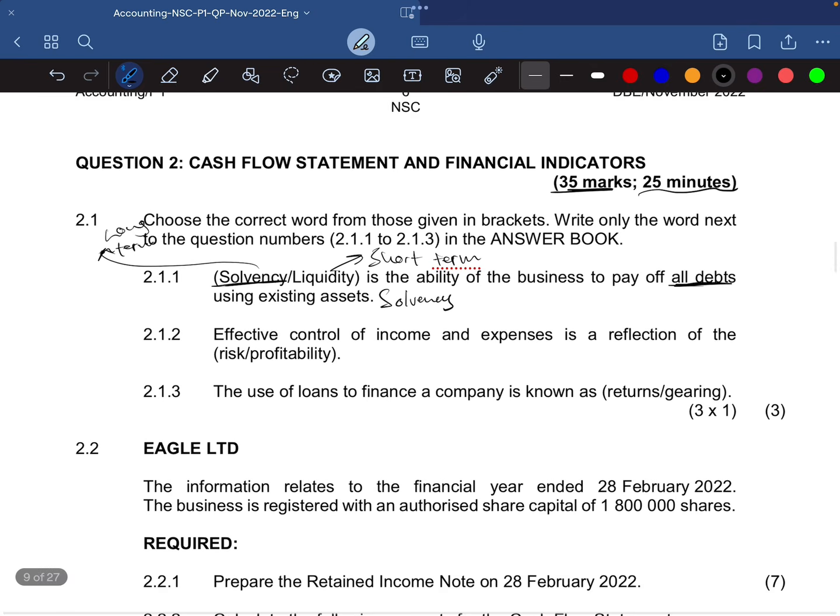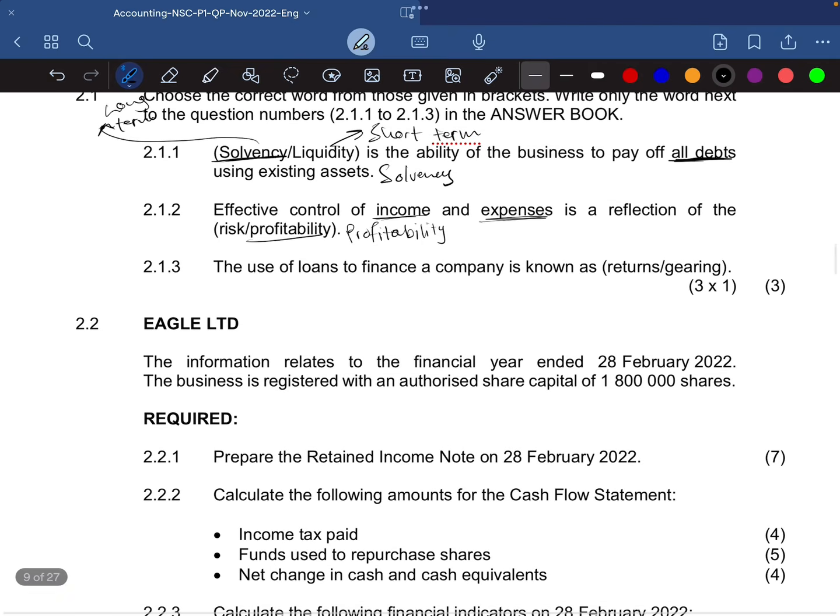2.1.2, it says effective control of income and expenses is a reflection of the risk or the profitability. Remember that we are talking about income and expenses. So income and expenses will definitely show the profitability of the business. So this is profitability. Right. Now, the next one says the use of loans to finance a company is known as, this one is just simply straightforward, so that's gearing.